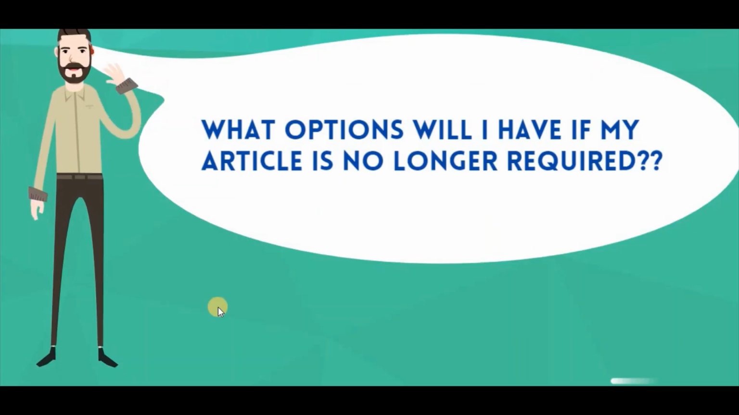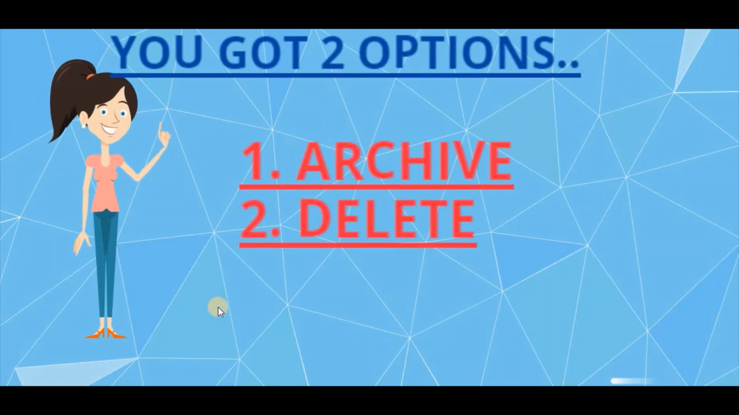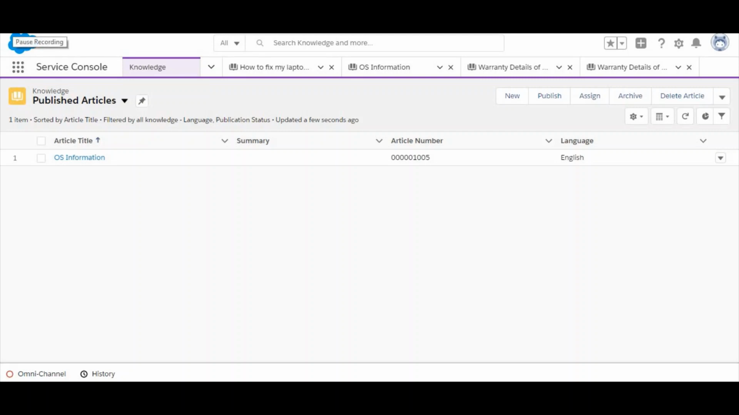What option will I have if my article is no longer required? So you do have 2 options. 1, you can archive it. 2, you can delete it. So any article can be in draft stage and it can be in published stage. Finally, it can be in archive stage. So if you don't want that article to be there in the system at all, then you can delete it. If you want to let that article be there in the system, then you can just archive it. As simple as that.